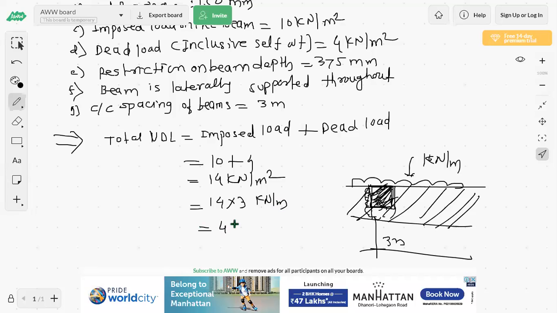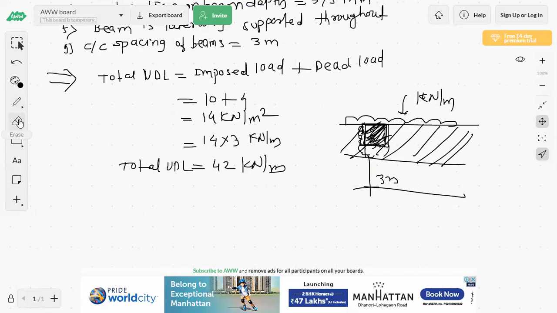So this value will get in kilonewton meter. So 14 into 3 is 42, 42 kilonewton meter is the total load. Are you getting? This is our total load.